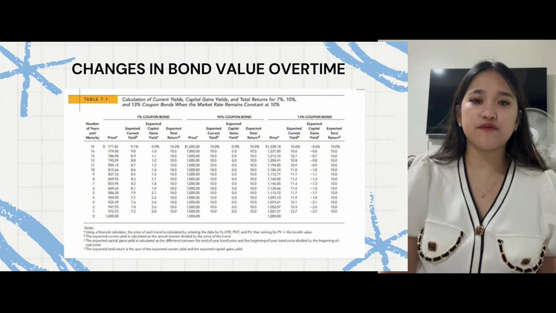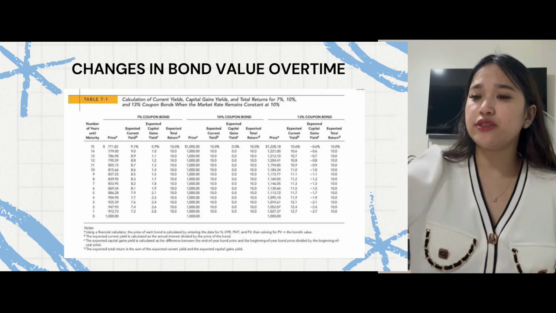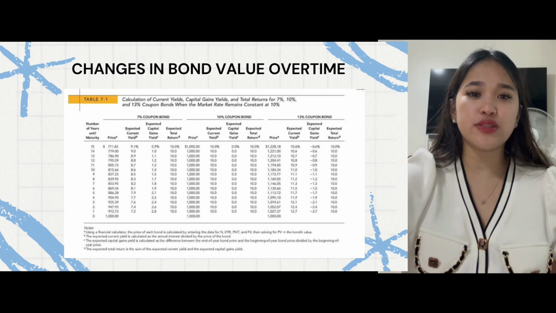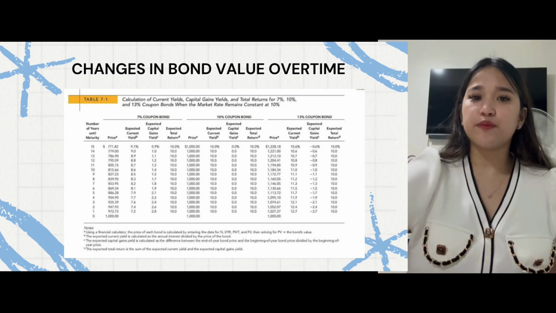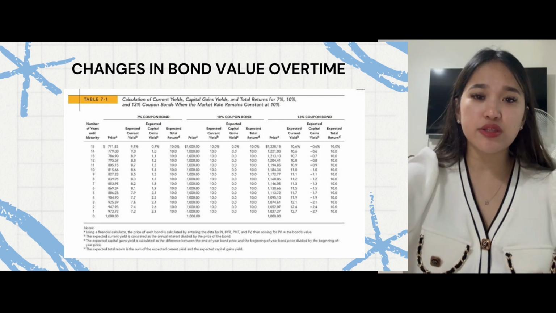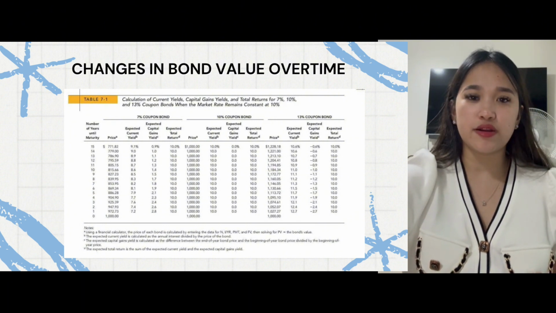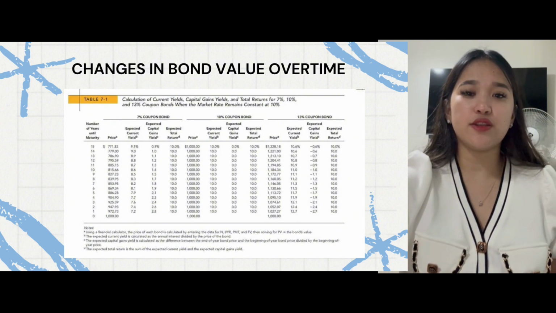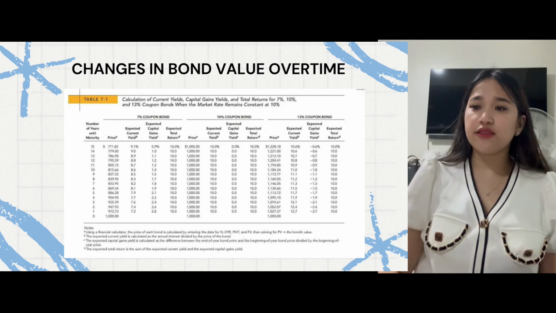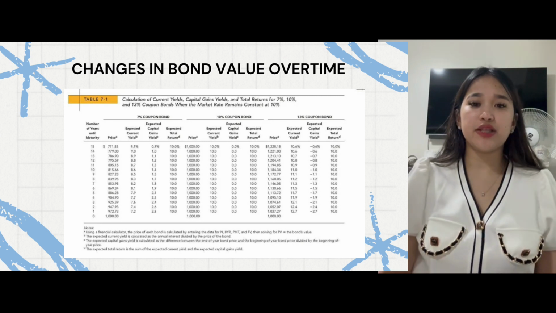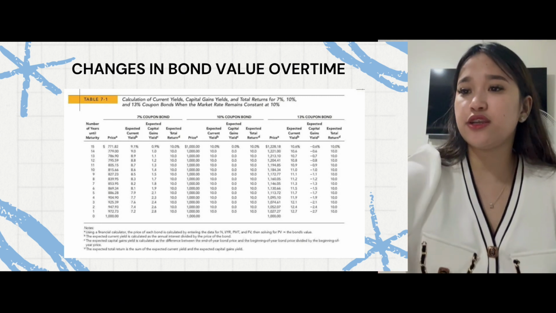While the prices of the 7% and 13% coupon bonds move in opposite directions over time, each bond provides investors with the same total return, 10%, which is also the total return on the 10% coupon bond that sells at par. The discount bond has a lower coupon rate and therefore a lower current yield, but it provides a capital gain each year, as we can see here in the table.